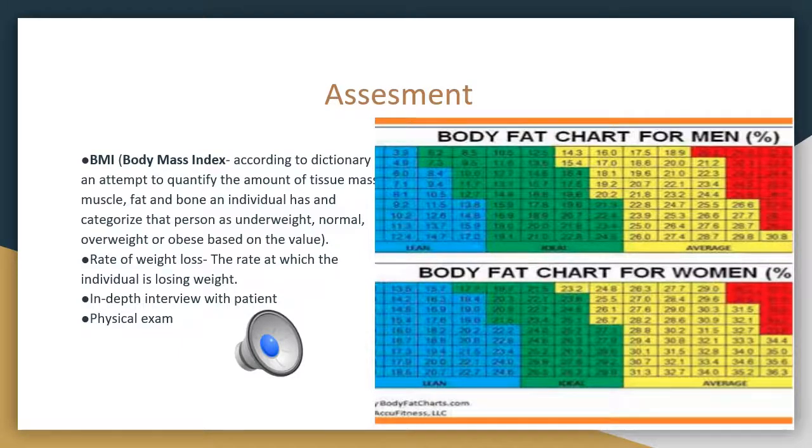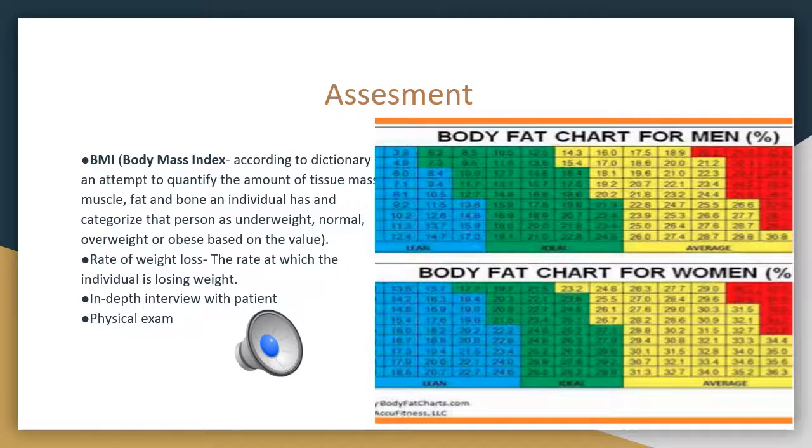And in case you don't know what the BMI is, on dictionary they say that it's an attempt to quantify the amount of tissue mass, muscle, fat, and bone an individual has. And they use this to categorize whether the person's underweight, at normal weight, overweight, or obese based on the value they are on the BMI chart, and it's different for men and women. And then they also have it different per ages. They have it for different ages for babies, for children, teenagers, things like that.